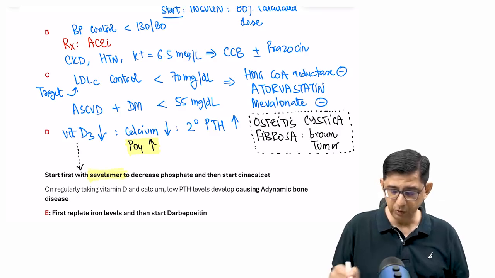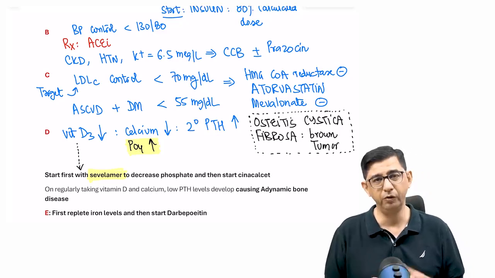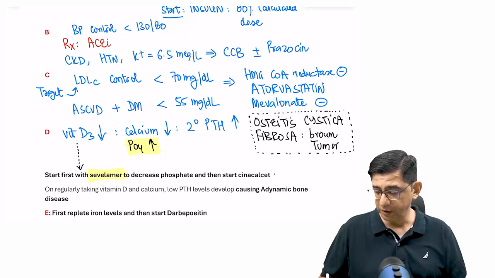Once I've given sevelamer to the patient, what will it do? It is a phosphate binder. It will bind to phosphate. So my problem is half solved. But now I will give a drug that will inhibit PTH production.